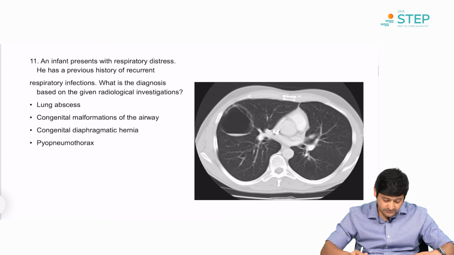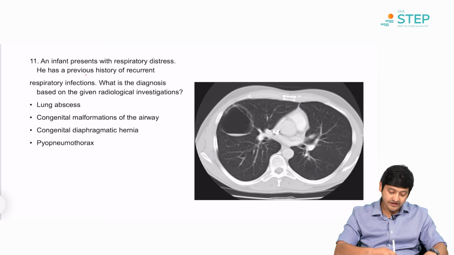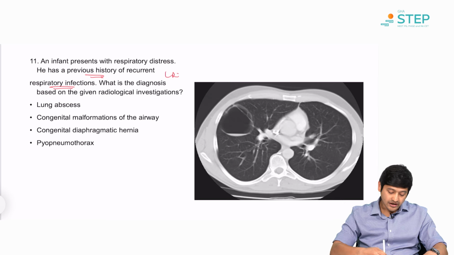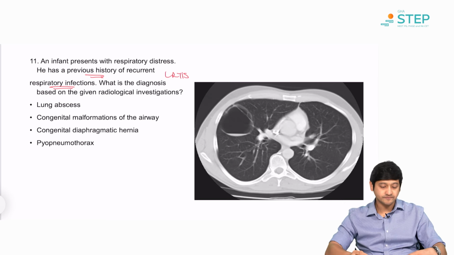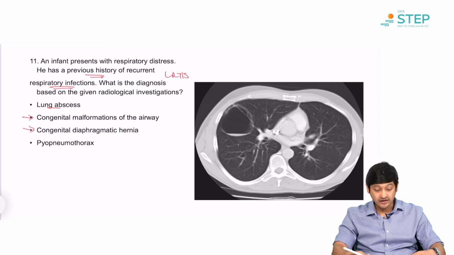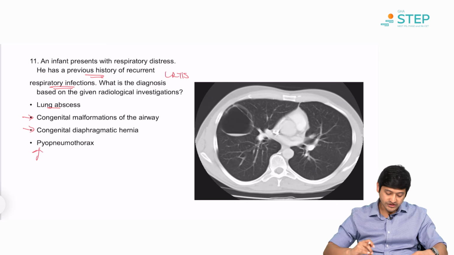All right. So an infant has presented with respiratory distress and he has a history of recurrent respiratory infections or recurrent LRTIs. Now, based on the imaging findings, you've been asked to give a diagnosis. Is this a lung abscess? Is this a congenital malformation of the airway? Does this child have a congenital diaphragmatic hernia, or is there a pyopneumothorax? So we look at the options given to us.